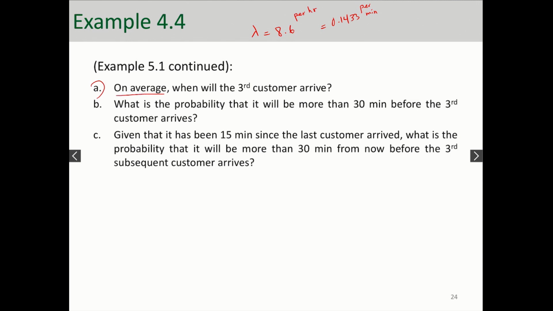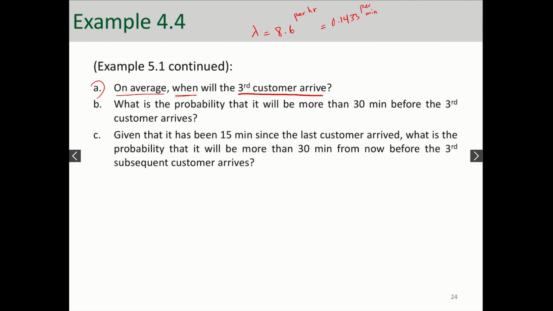And in this arrival process, part A is asking on average, again on average referring to expected value, when. So referring to time, so you know that it's going to be either inter-arrival time, which is exponential, or arrival time, which is k-Erlang. When will the third customer arrive? The arrival time of the third customer.